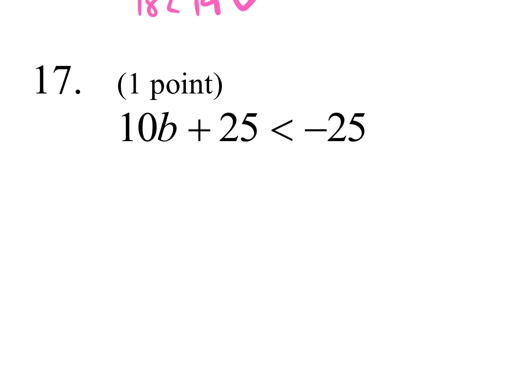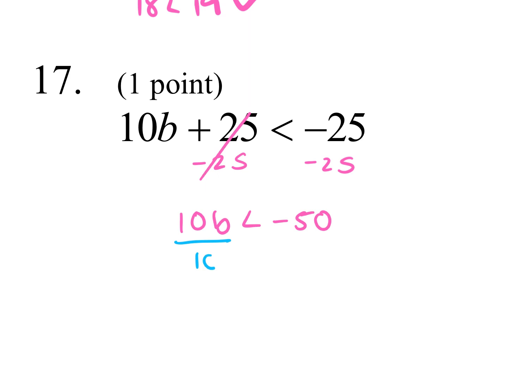Number 17. What should I do first? Subtract 25 on both sides. What's negative 25 minus 25? Negative 50. What would I do next? Divide both sides by 10. Perfect, because we just want that b all by itself. So now I have b is less than negative 5.